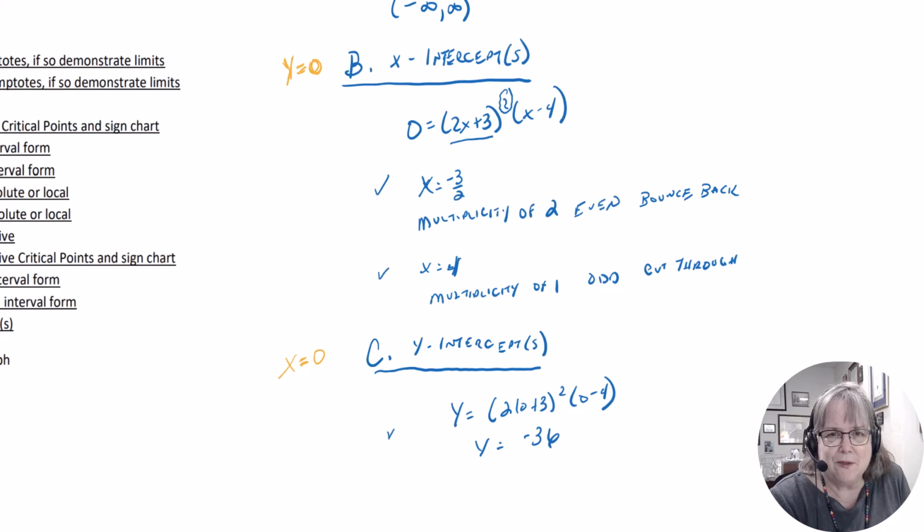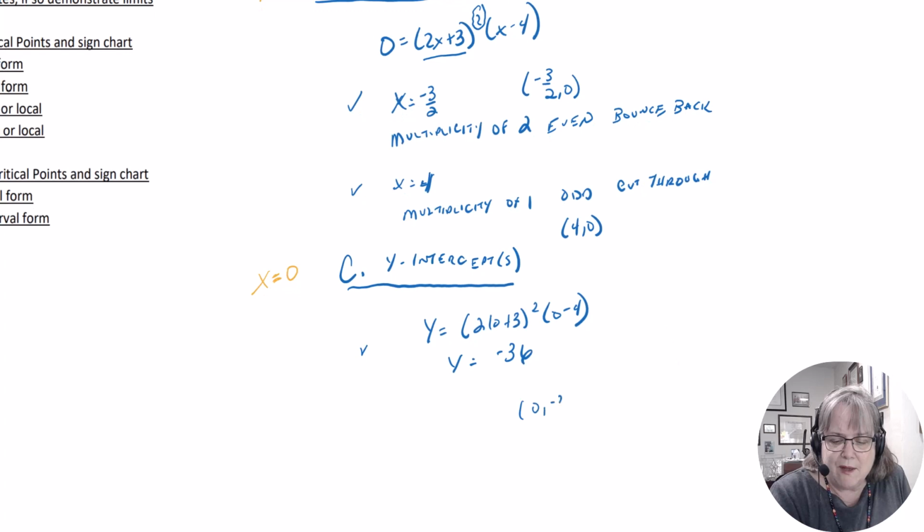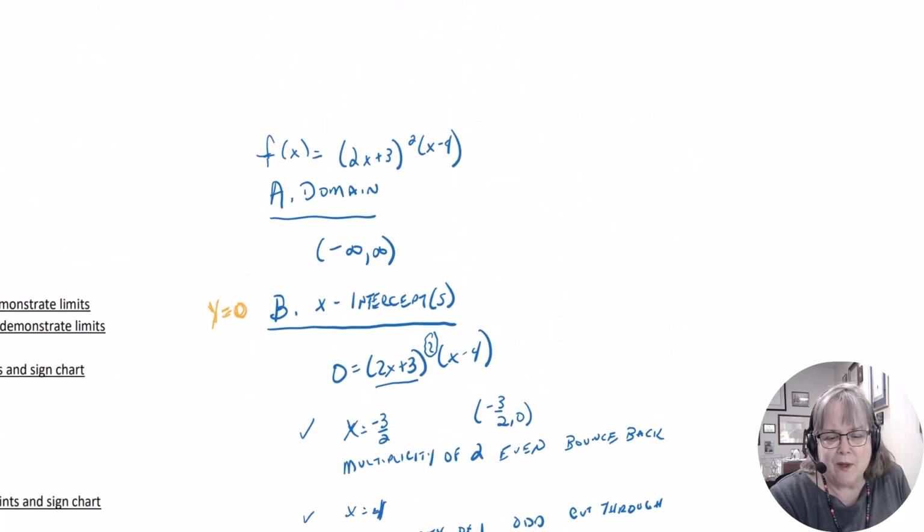So if your teacher's wanting, or the homework's wanting, an x-intercept as a point, don't forget that you would have to have this as negative 3/2, 0. Because remember, you set y to be 0. And this would be 4, 0. And this would be 0, negative 36. So everything that I'm showing you today is all totally dependent, as always, on the format that your teacher wants or the homework wants or whatever's going on. Okay, so be careful.